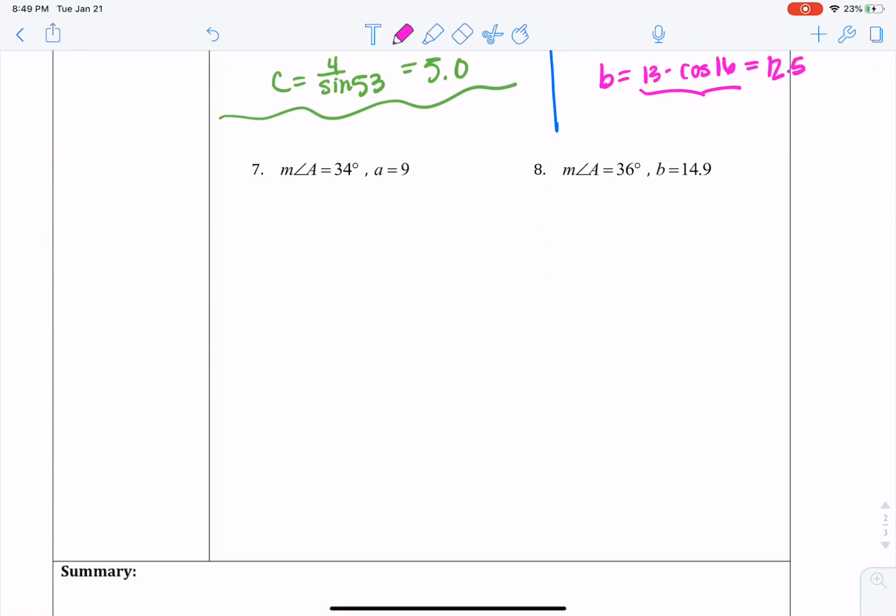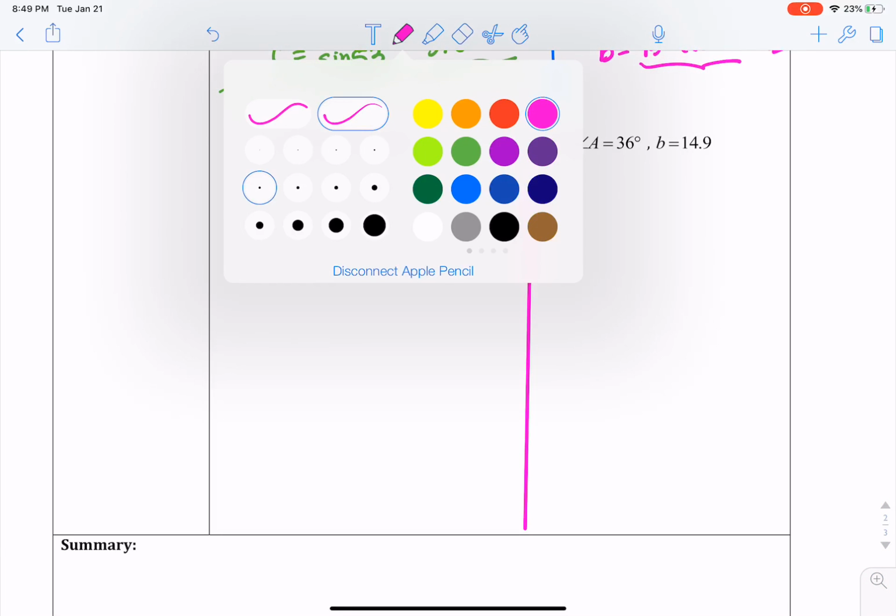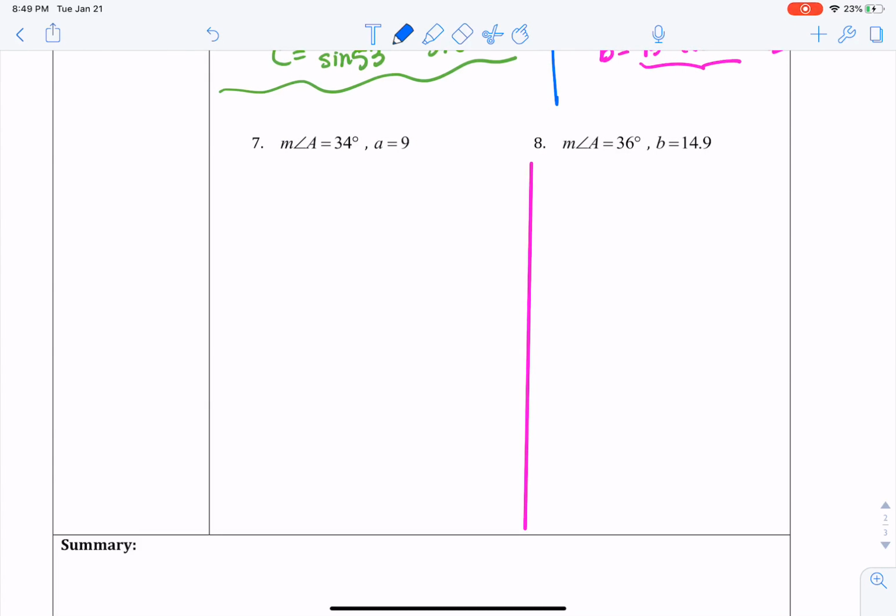All right, the last two, your favoritist. We got to draw a triangle, and then we got to label it, and then we got to solve. So let's start doing that. So we start with the fact that I have a right triangle.